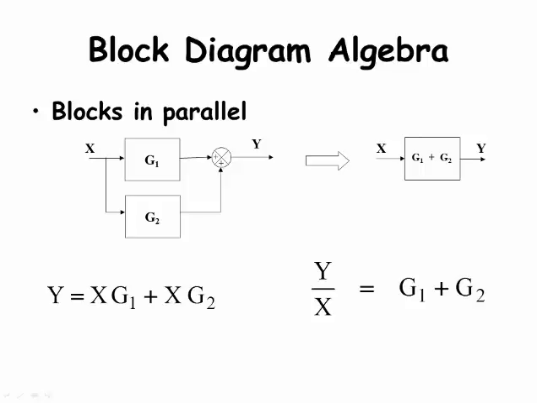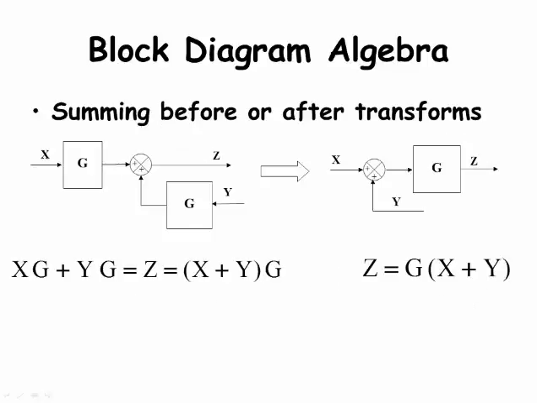When we algebraically simplify the expression to write it as the output function Y over the input function X, we find that that is equal to the transfer function G1 plus the transfer function G2. Later in the semester, we will find it convenient to be able to move the summing point. At this point, all I want to do is explain how the block diagram figures and the block diagram algebra equations are related.